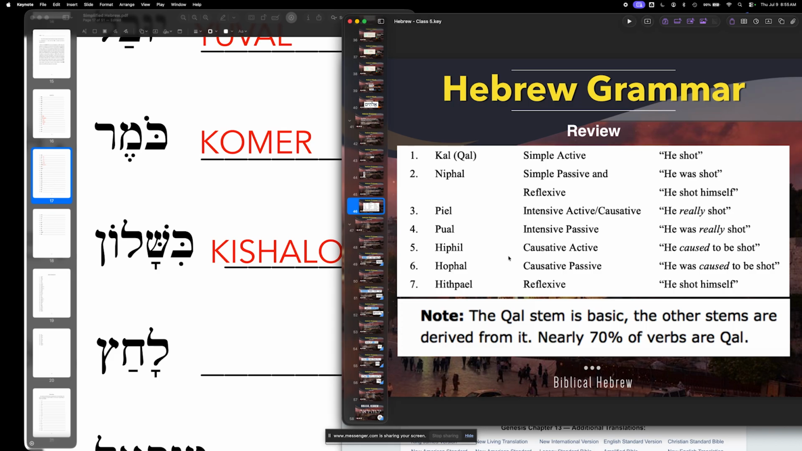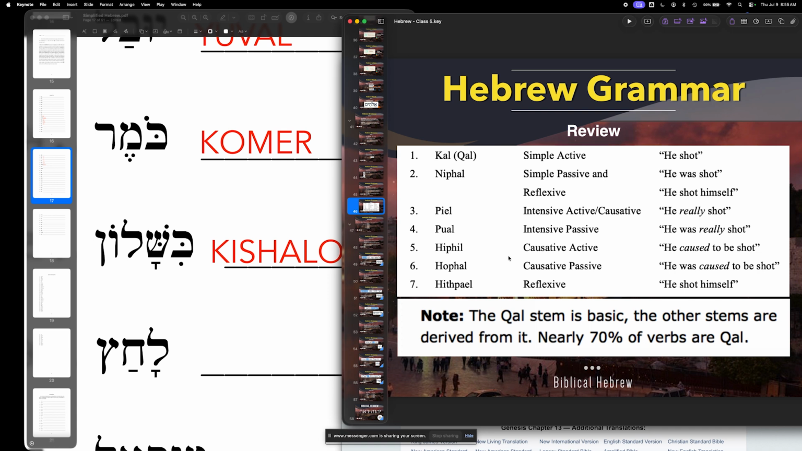So the example that's used here, maybe Justin Alfred likes guns, but he's the one that drew this up and he put in here a gun reference. So you shoot something. If you're shooting, you're doing the action, you're doing the shooting. You shot. Straightforward. What's the nifal? That's passive. It's coming back at you. You were shot. See the difference? If it's kal, I'm shooting. If it's nifal, I'm being shot. Doing the action, receiving the action. So simple active, simple passive. Kal, nifal. Active, passive. Okay?